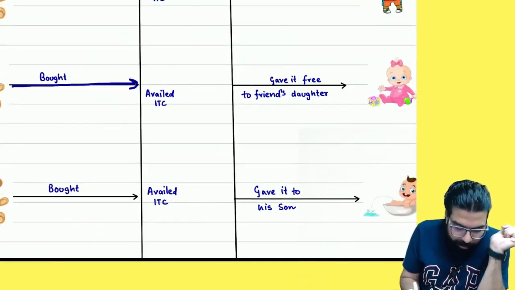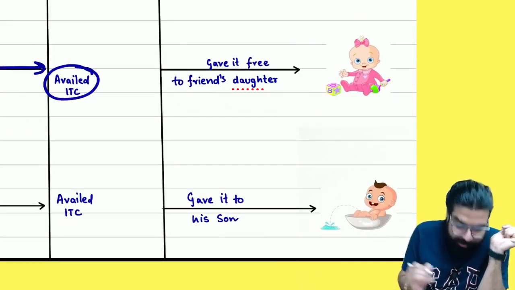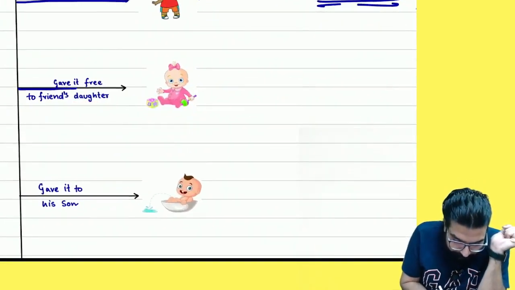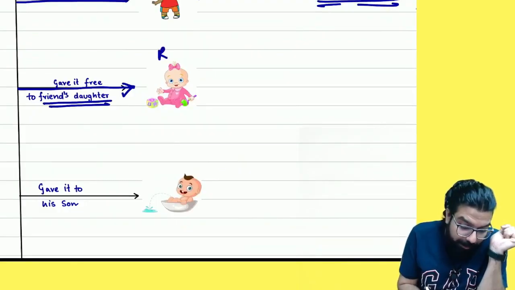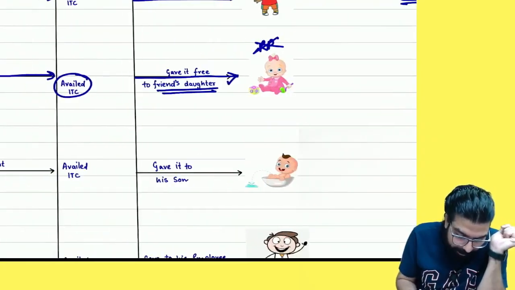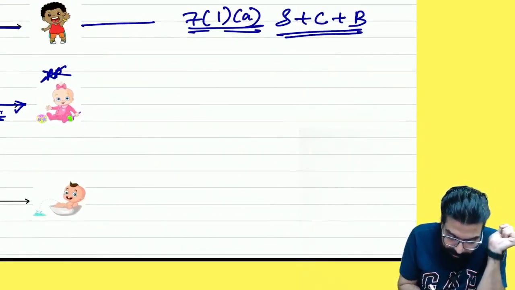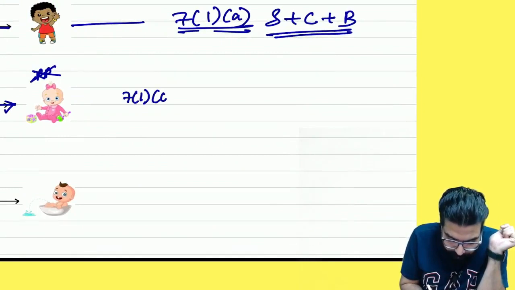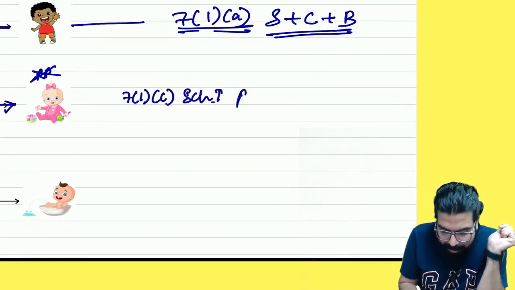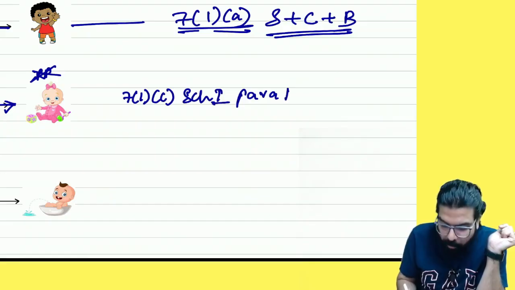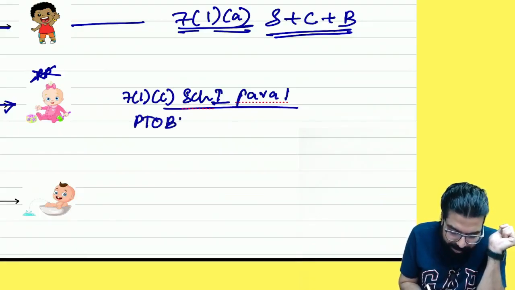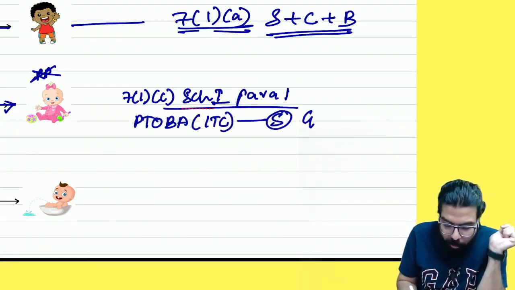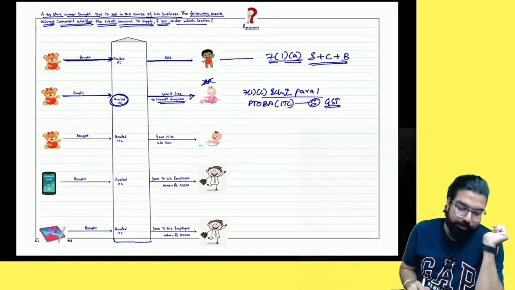I bought toys, took the ITC, gave it free to friend's daughter. Related person, not related. So people, did I take the ITC? Section number Schedule 1 para 1. Right everyone? Supply between permanent transfer of business. Did I take the ITC? Will it be a supply? Do I have to pay GST? Very good. Chalo, okay. Next.